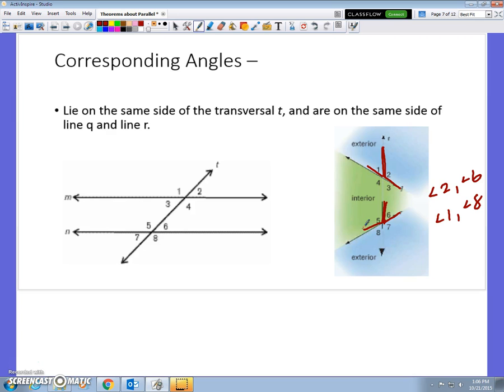Oh, not 8. Angle 5. Sorry, angle 1 and angle 5 would be corresponding. And then we would have angle 8 and angle 4 would be corresponding, or angle 7 and angle 3.